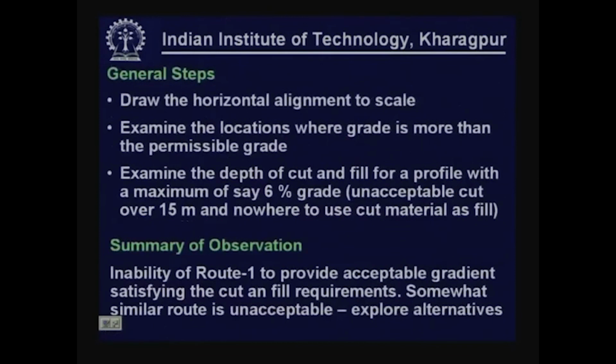So, what do we conclude? We conclude that route 1 is unable to satisfy the requirement of grade without violating the maximum cut limit, and it is also found that earthwork cannot be balanced. So, cut and fill cannot be balanced.